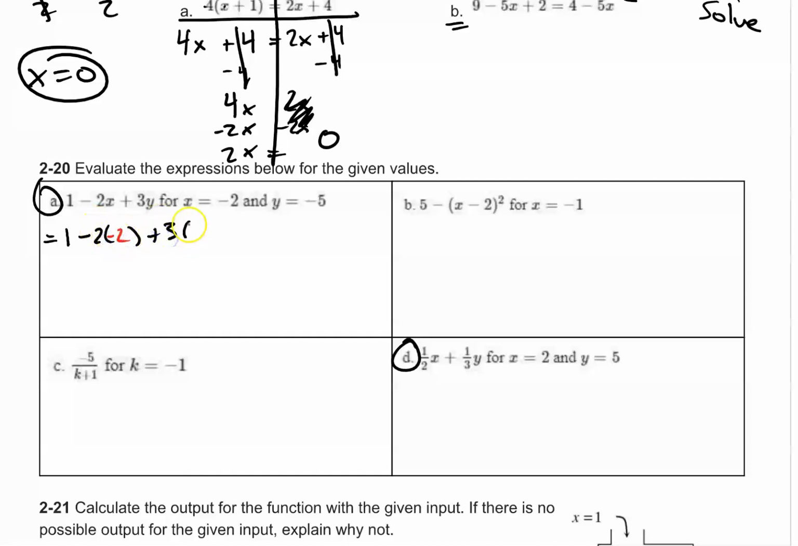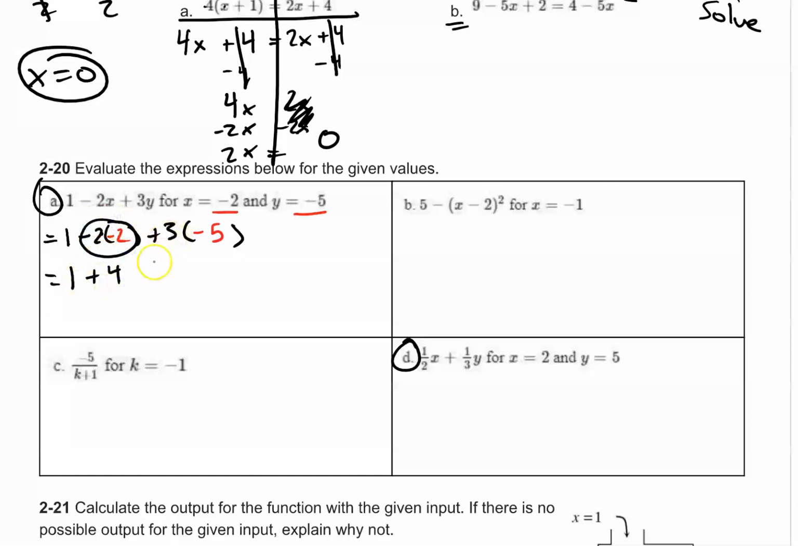Plus 3 times y, and y is negative 5. So those are the numbers that get plugged in for x and y. Let's simplify. Negative 2 multiplied by negative 2 is actually plus 4. So this becomes just plus 4.